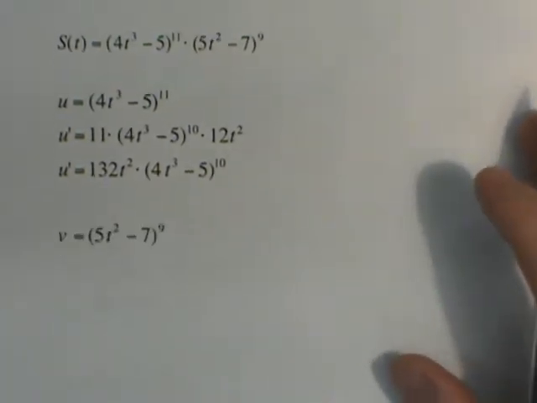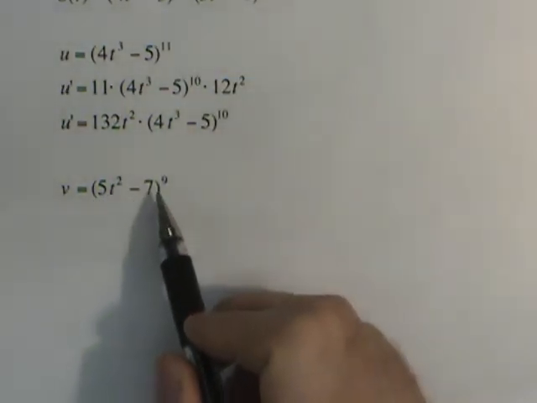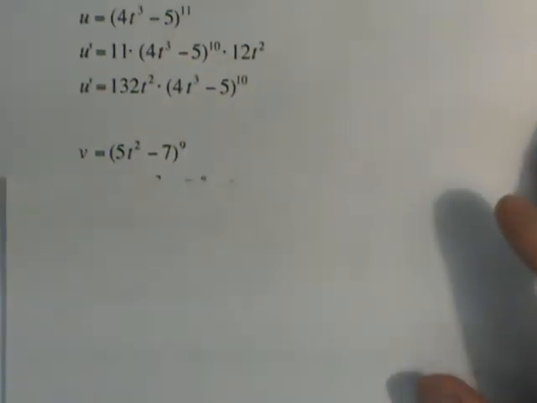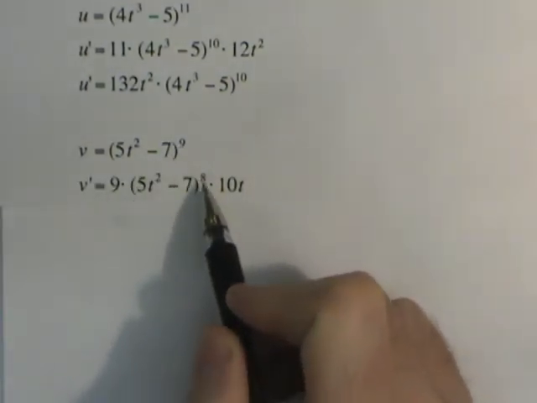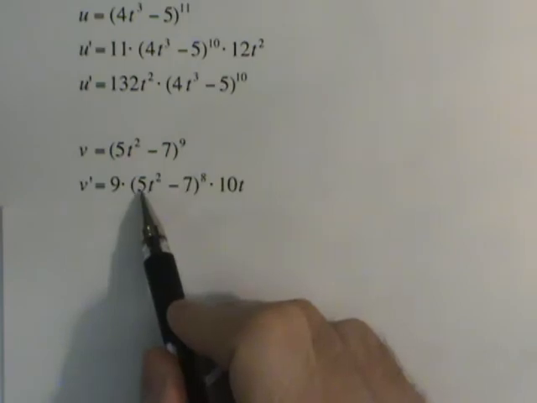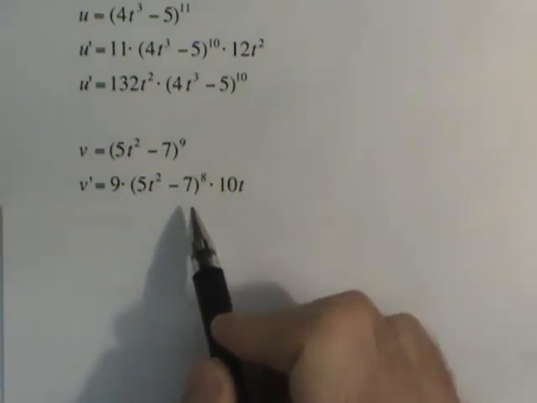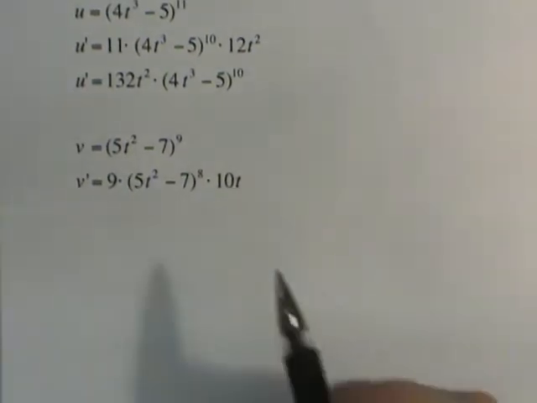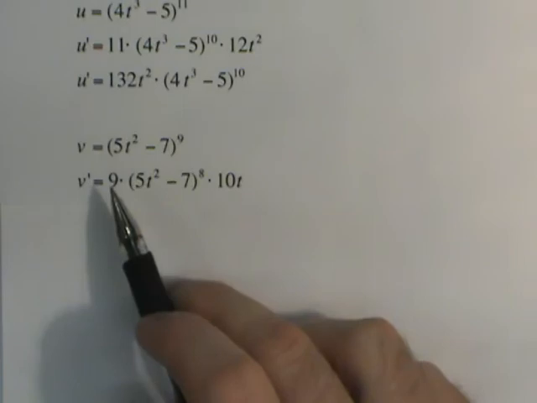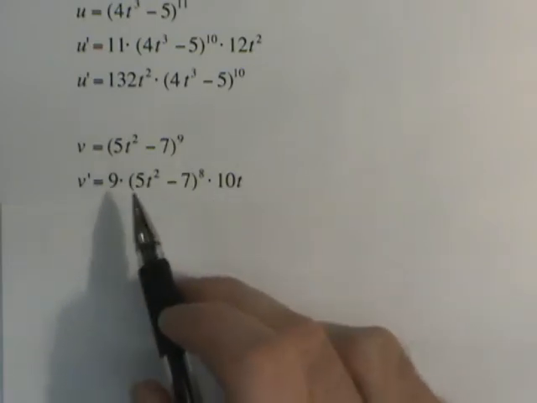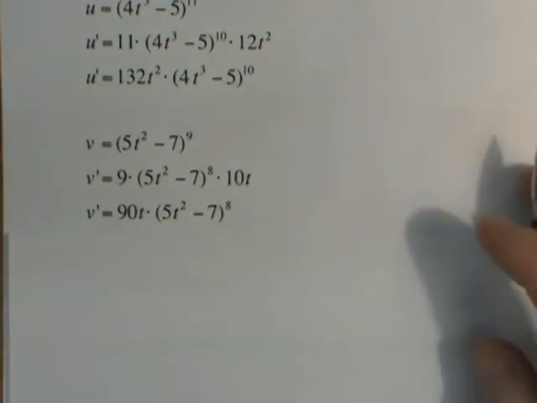In a similar way, my second expression there was 5t squared minus 7 raised to the 9th. I'm going to take a derivative. I use my power rule. 9 times the parentheses raised to the 8th. I look at the parentheses. I recognize that there is a derivative there. So the derivative of 5t squared is 10t. I'm going to multiply this coefficient times this value here. 9 times 10 would be 90t, parentheses raised to the 8th.